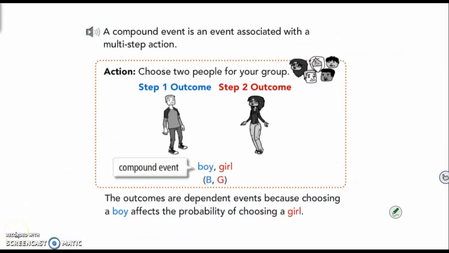For this action, choose 2 people for your group. We have 2 outcomes within our step, or 2 steps within our compound event. We could choose a boy and choose a girl. The outcomes are dependent events because choosing a boy affects the probability of choosing a girl. Once you choose the boy, there's one less person that you can choose from. So it does affect the probability of choosing a girl. So again, for this specific problem, the outcomes are dependent events because choosing a boy does affect the probability of choosing a girl.